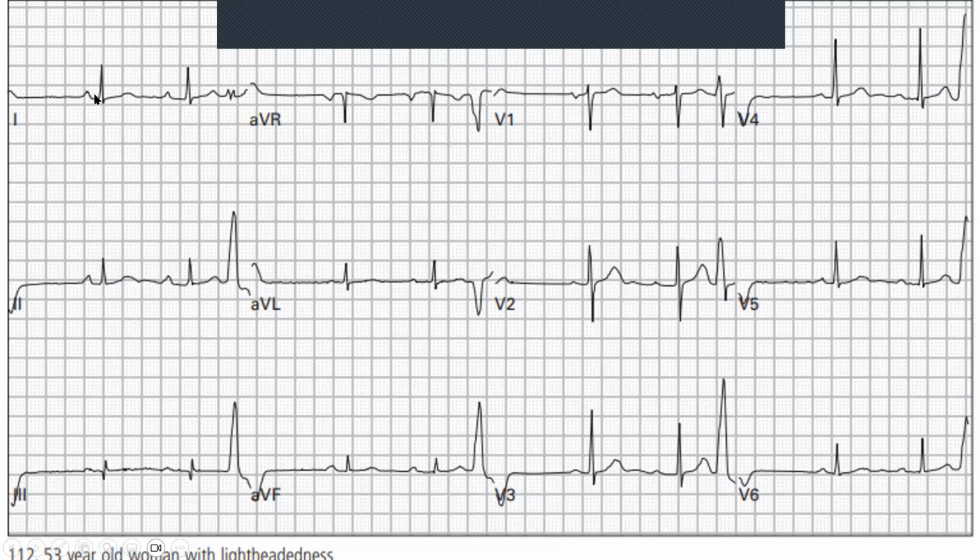So what's the normal PR interval? It's between 2 to 4. 2 to 4 small blocks, all right? So less than 2 is a problem, more than 4 is a problem. Okay. So in this case, let's look at the first PR.